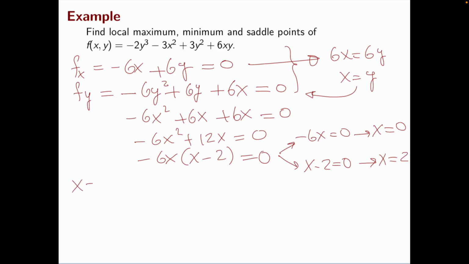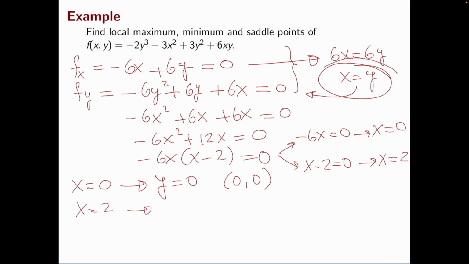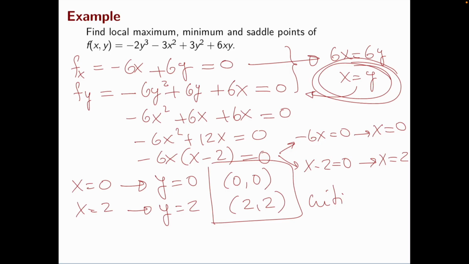So then, if x is equal to 0, coming back to this equation, we get that y is equal to 0, and we have the first solution of the equation. That will be (0, 0). And if x is equal to 2, then substituting again here, we get that y is equal to 2. And we have the second critical point, (2, 2). So this is then the set of critical points, which we can say are candidates to be either maximum, minimum, or saddle points.